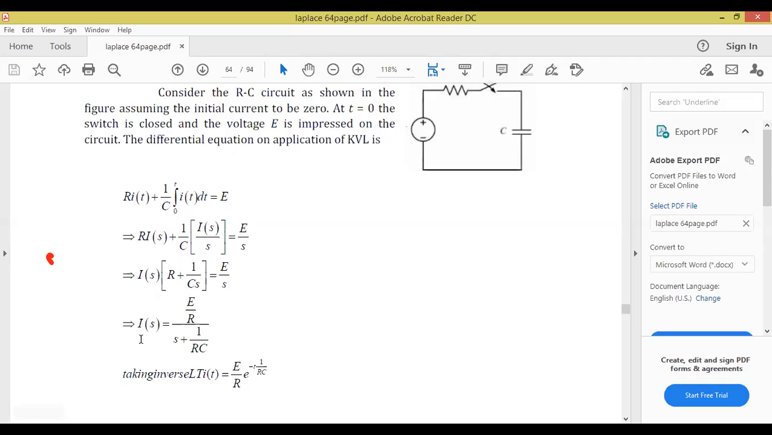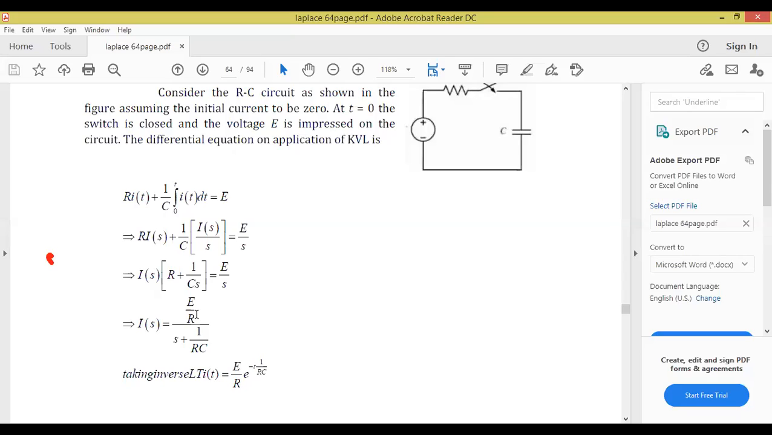Okay, right. So I of S, if it is taken common here, you can bring this one to the denominator. So what we do, take the LCM here, RCS plus 1 by, what is the denominator? CS. So what is going to happen? S and S get cancelled. This is the denominator, but the numerator is RCS plus 1. So what we are going to get? E by RCS plus 1 here, right hand side.